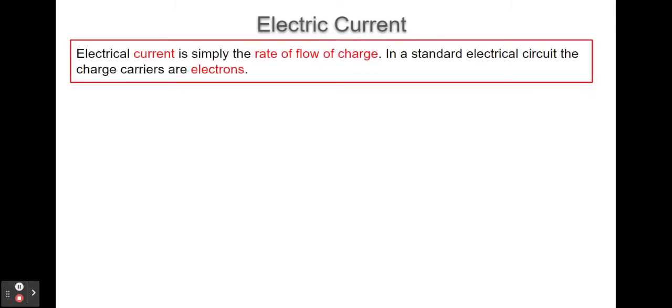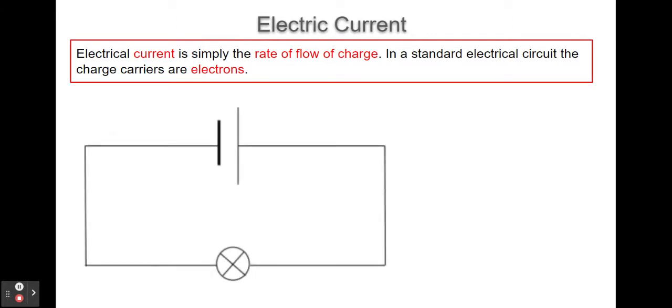So, first of all, a definition. Electrical current is simply the rate of flow of charge. In a standard electrical circuit, these charge carriers are electrons, but we don't talk about the rate of flow of electrons because that number would be astronomically huge. So we group electrons into groups called coulombs.